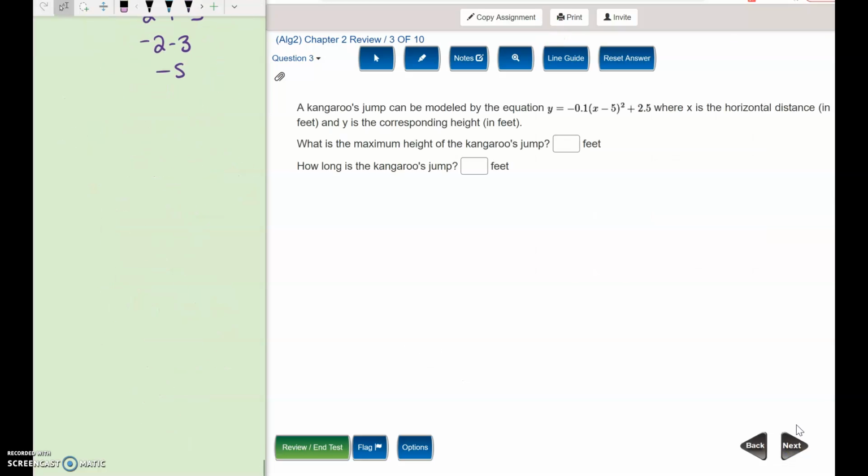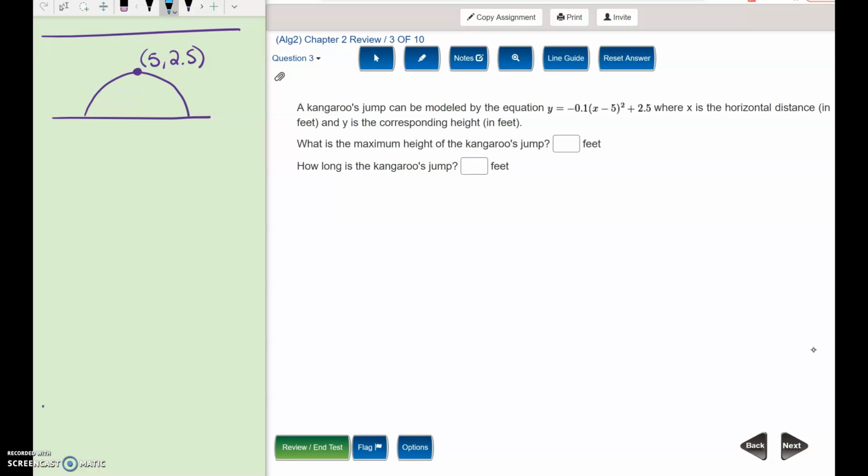A kangaroo's jump can be modeled by this equation where x is the horizontal distance and y is the corresponding height in feet. Anytime I have problems like this, I like to draw myself a little picture. So here's the kangaroo's jump. This is vertex form. Vertex form tells me the vertex. This vertex is (5, 2.5).